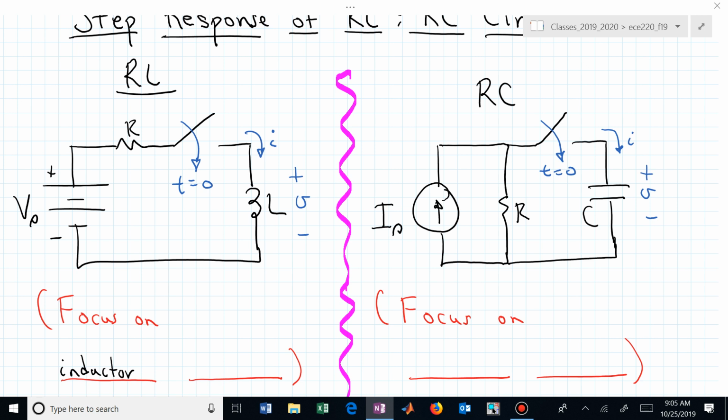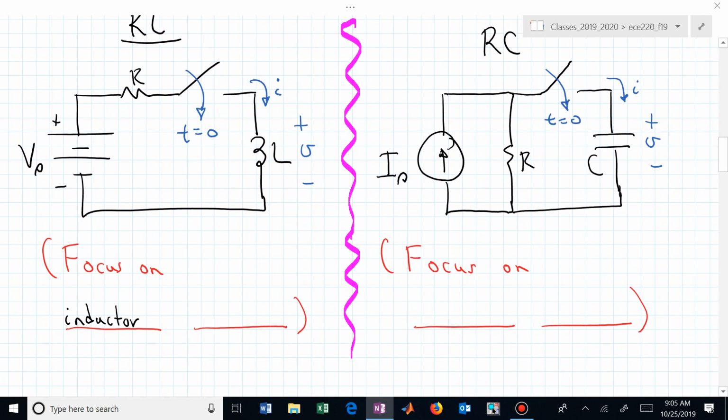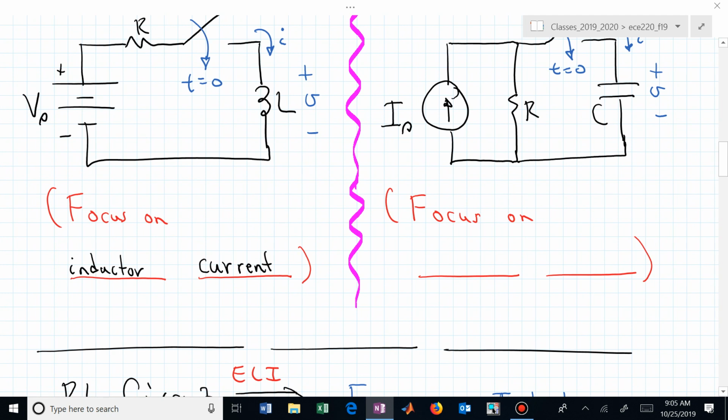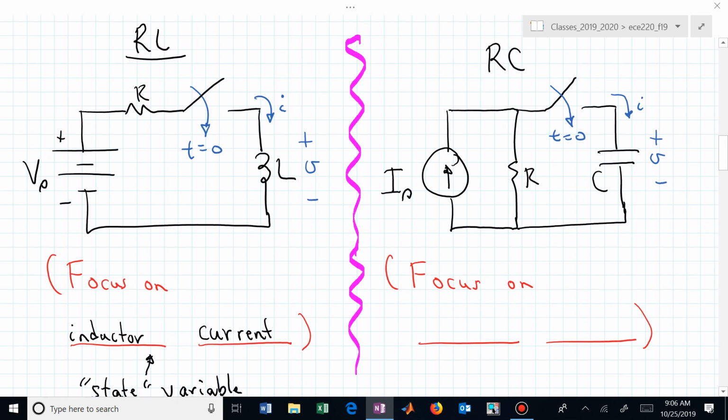And if we recall how we're trying to remind us of all these relationships, we can go back to ELI. ELI ends with an I, and that's the one we focus on. That's our state variable. So we're going to focus on inductor currents when we have an RL circuit, where this is now our state variable. And with ICE and an RC circuit, we now want to focus on the capacitor voltage.